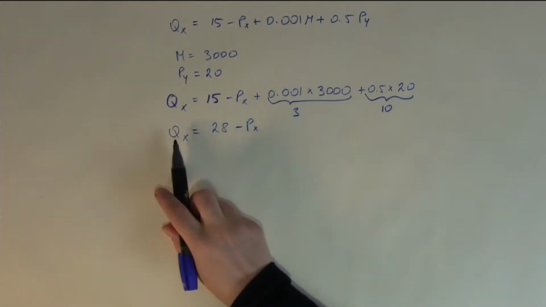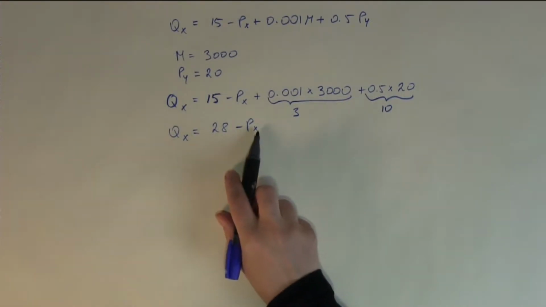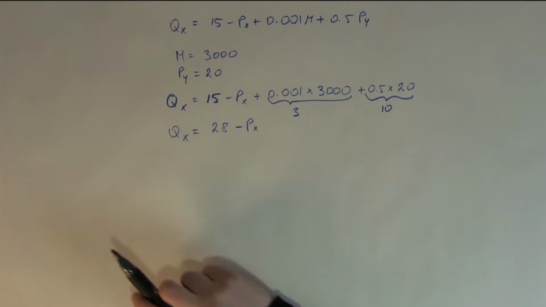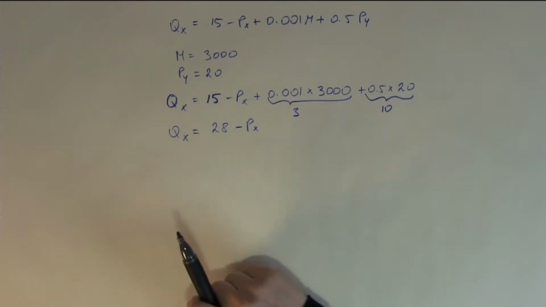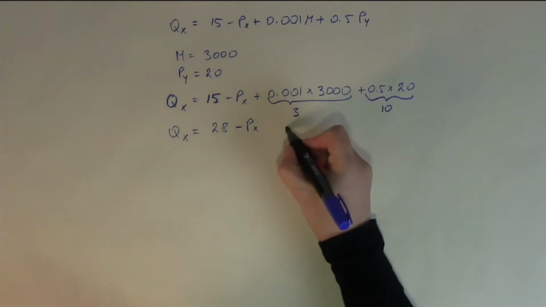Now, this is our direct demand function, because knowing the price, we can calculate directly what the demand for X is. So how are we going to calculate the inverse demand function?